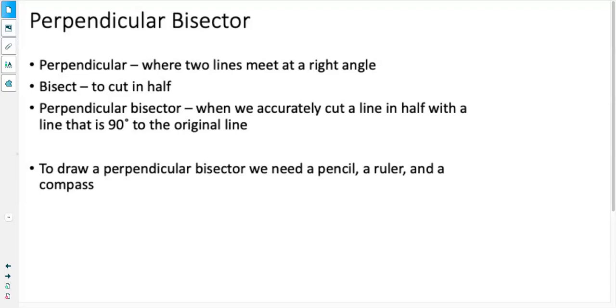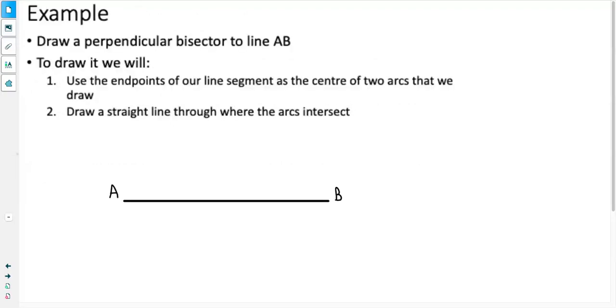To draw a perpendicular bisector, we need a pencil, a ruler, and a compass. For example, draw a perpendicular bisector to line AB. To draw it, we will use endpoints of our line segment as the center of two arcs that we'll draw. In this case, I don't have the option of drawing an arc, so I'll just draw a circle. Everywhere it says arcs. Now, these two arcs or circles that you're drawing need to have the exact same radius. And then we're going to draw a straight line through where the arcs intersect.